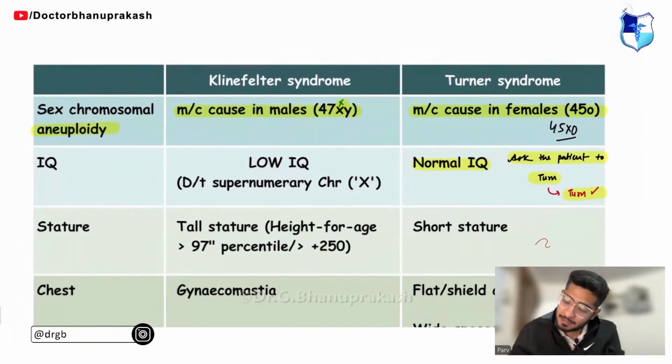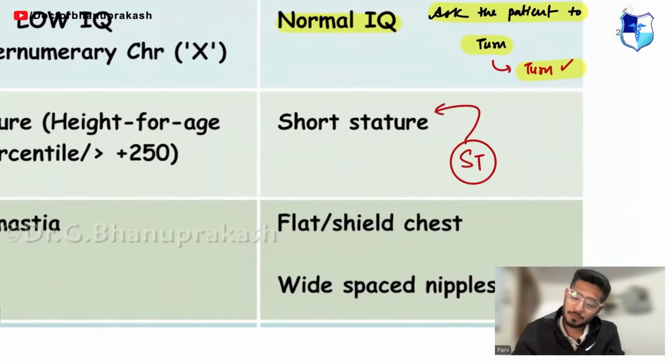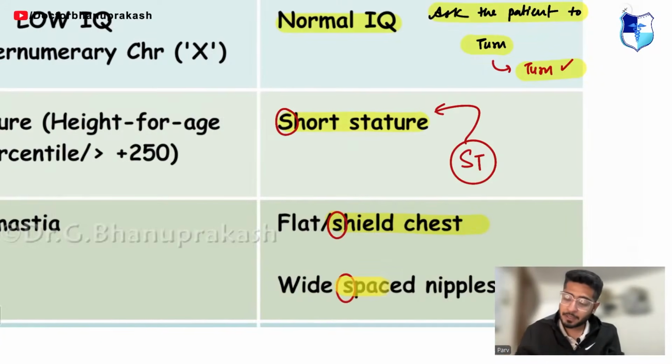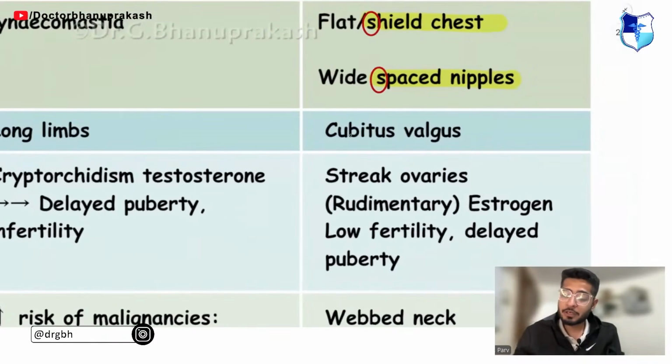Although you understand that S and T come very close. There will be short stature. Then shield chest, flat chest or shield chest, is going to be there. Then S for widely spaced nipples. Then S for streak ovary, which means rudimentary ovary. And cubitus valgus is also seen.